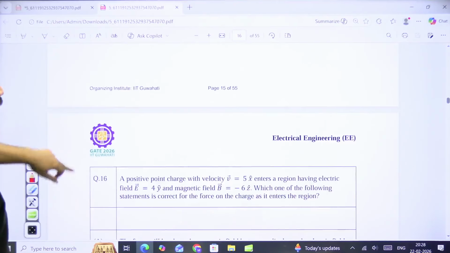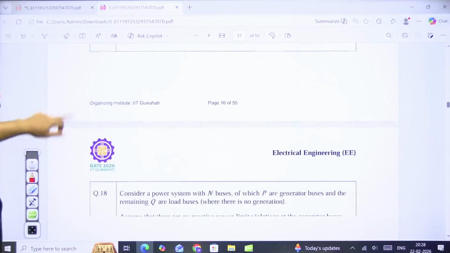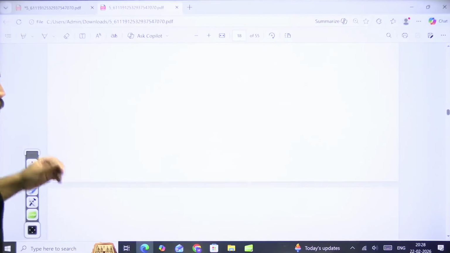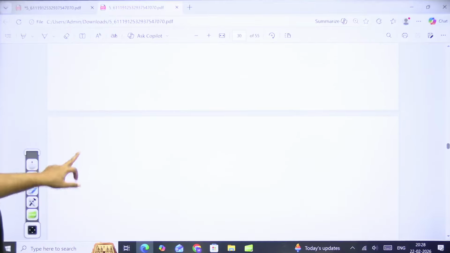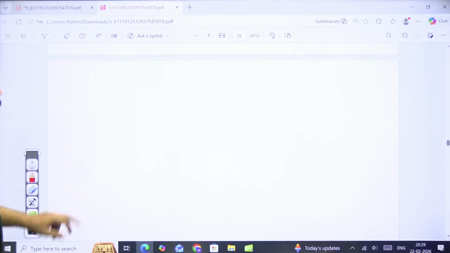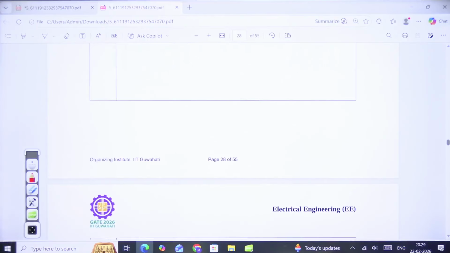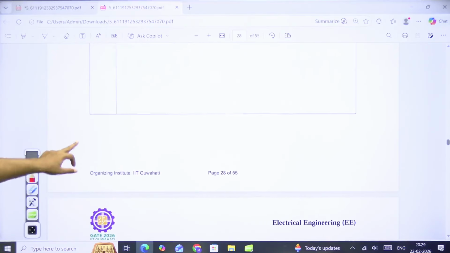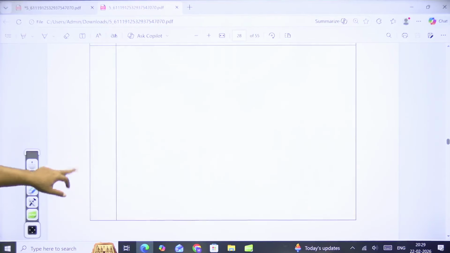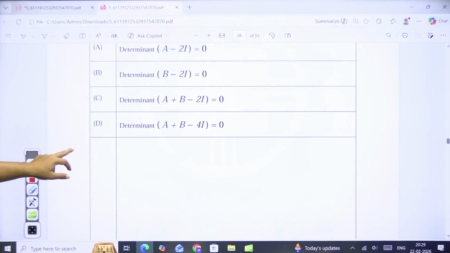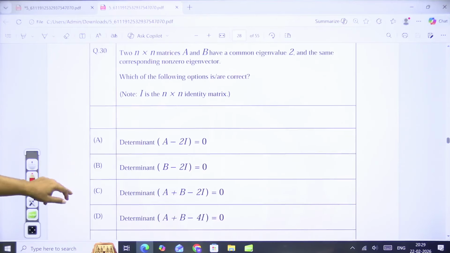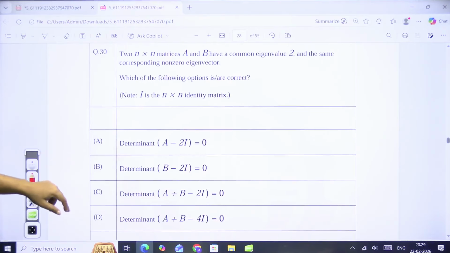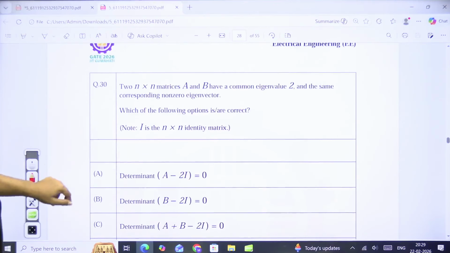Okay. We are looking for question number control system questions we are solving here. Question number 29. Okay, so let's see question number 29. This is question number 30. So question number 29.